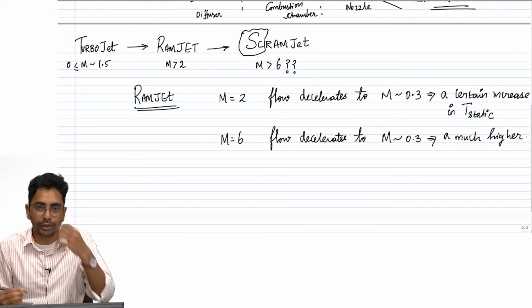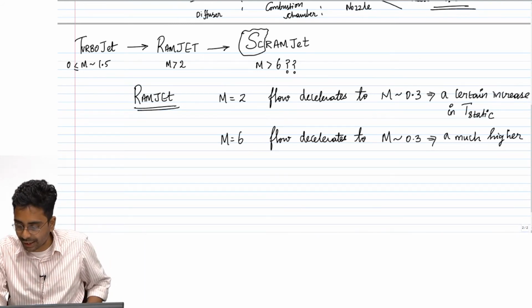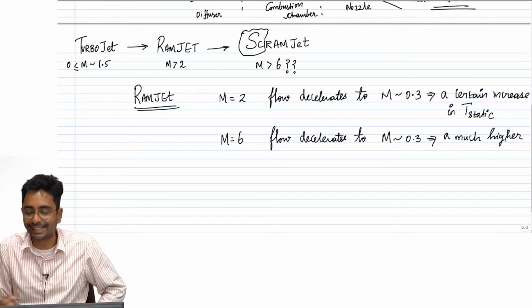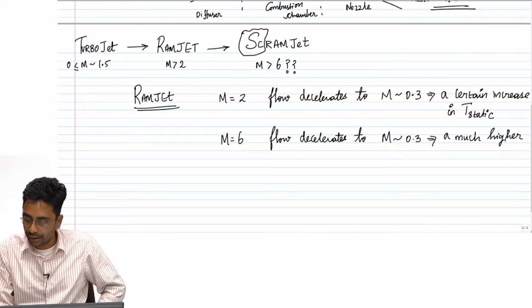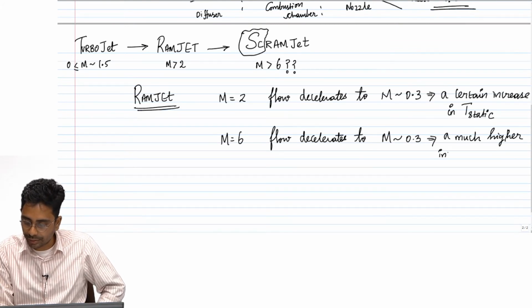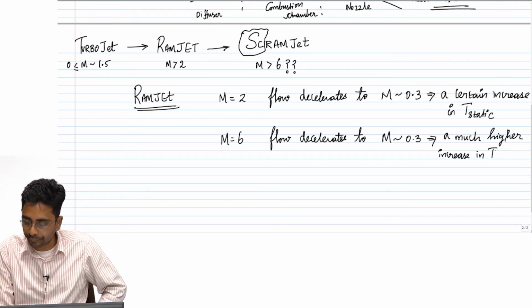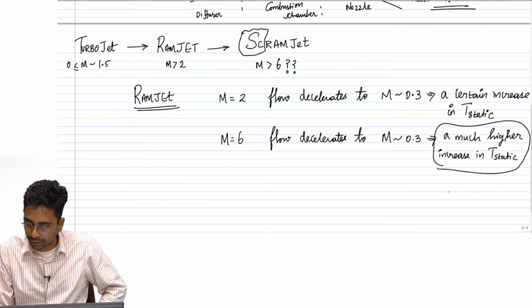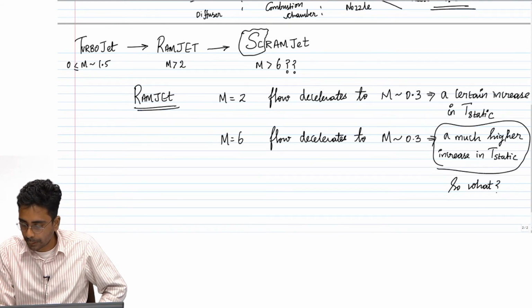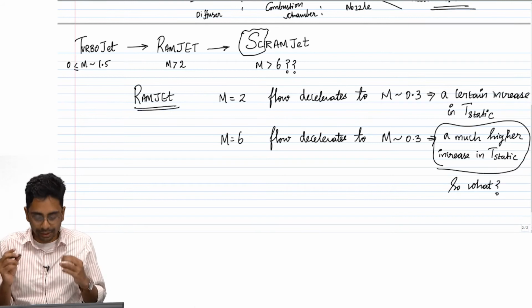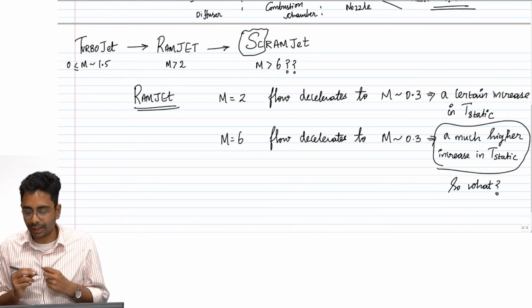You can go back to your gas dynamics tables and calculate how much is the increase in the static temperature in this scenario. Much higher increase in T static. So what is the problem with this? Now here comes the catch.